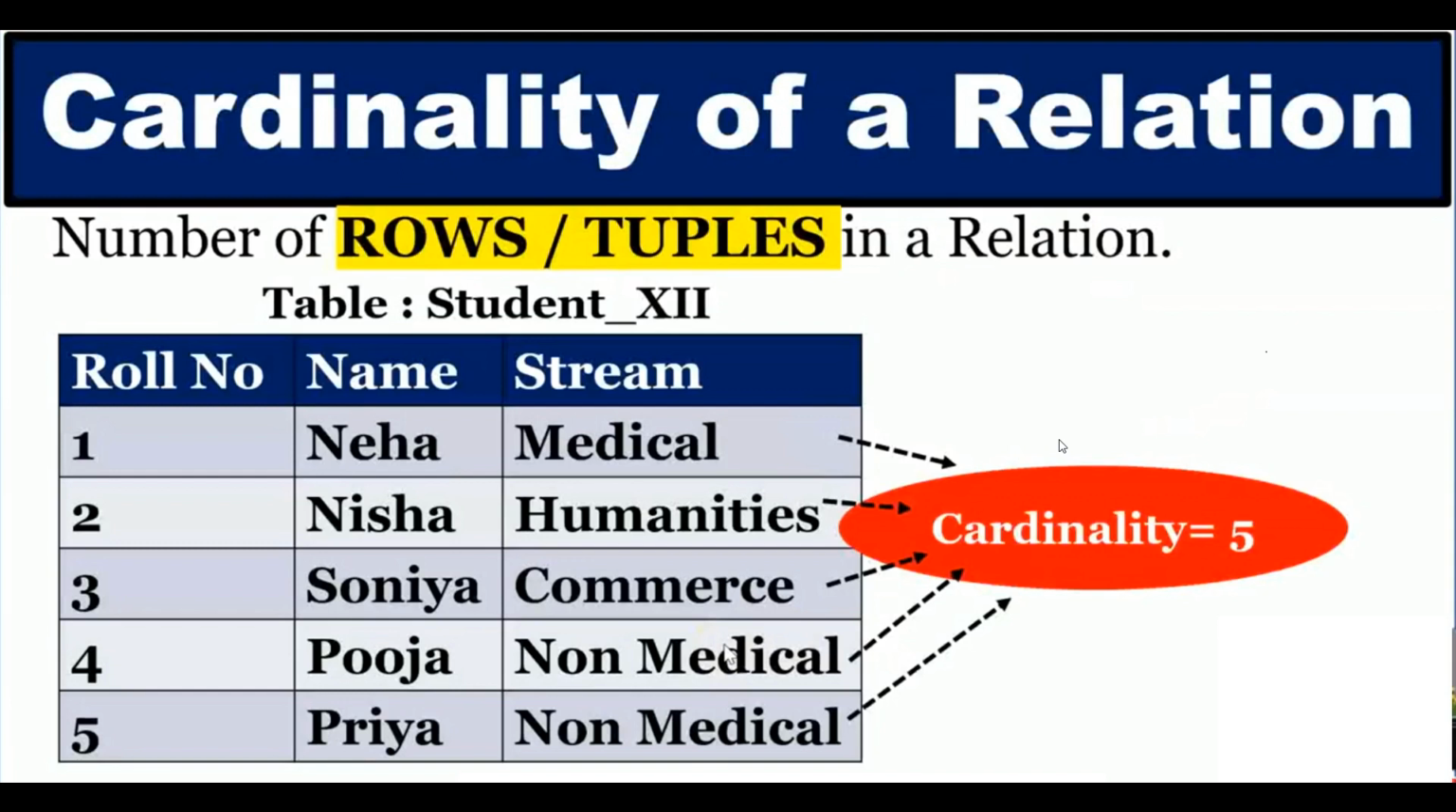because what is cardinality? Total number of rows and tuples. So what is the total number of row and tuple? Remember, we are not counting the header row. This is the name of the column. So how many rows I have here? 1 2 3 4 5. So the cardinality of this table, student 12, is 5.